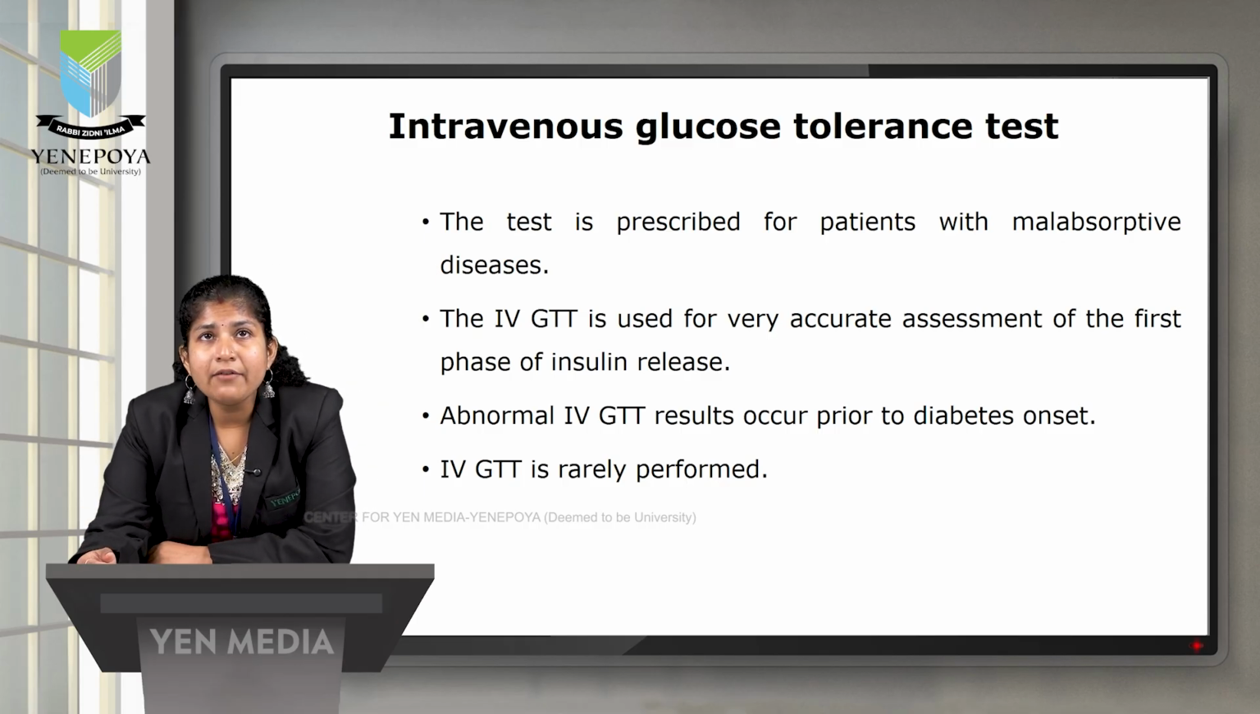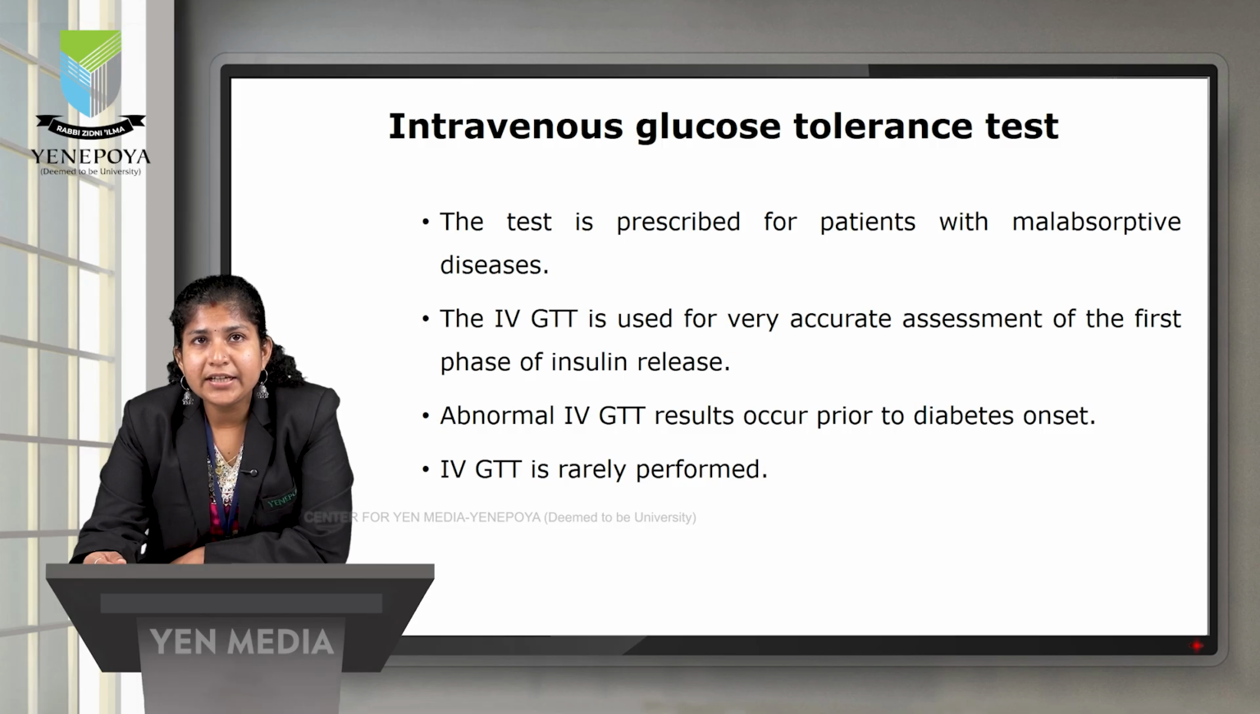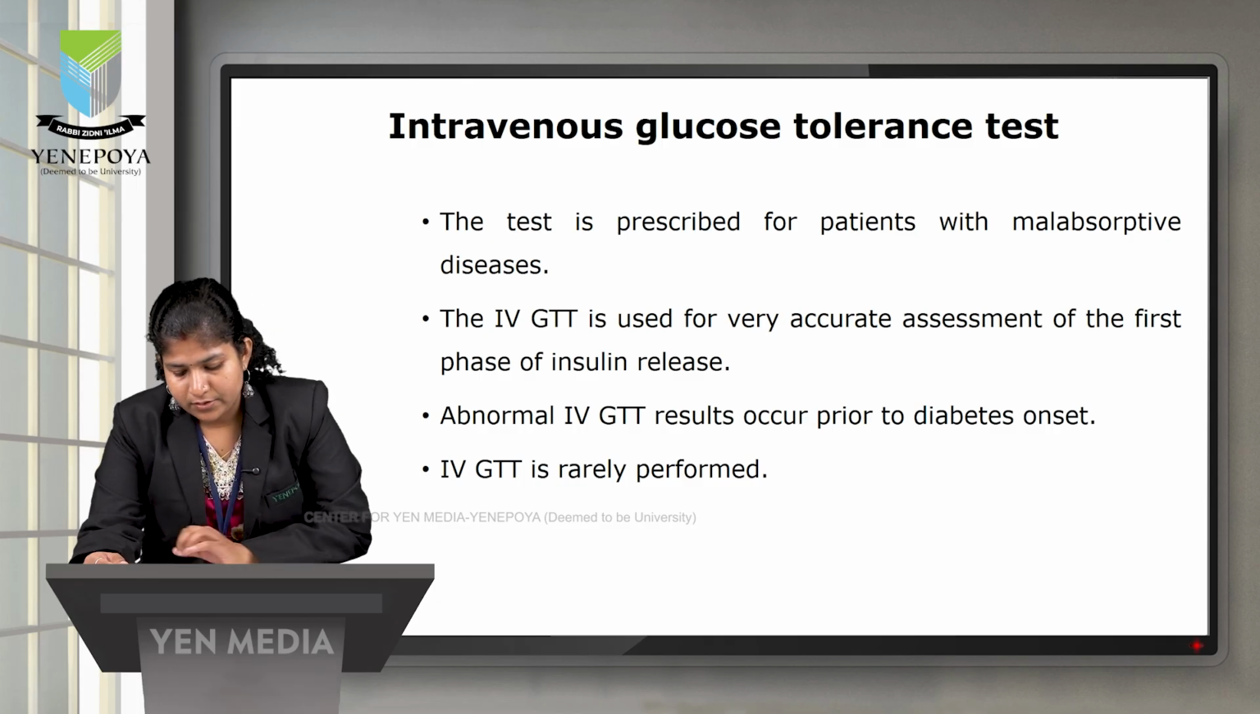Next is intravenous glucose tolerance test. This test is only prescribed for the patient who has a malabsorptive disease. Here IV GTT is accurate for assessment of the first phase of insulin release. Abnormal IV GTT result occurs prior to the diabetes onset. IV GTT is rarely performed.